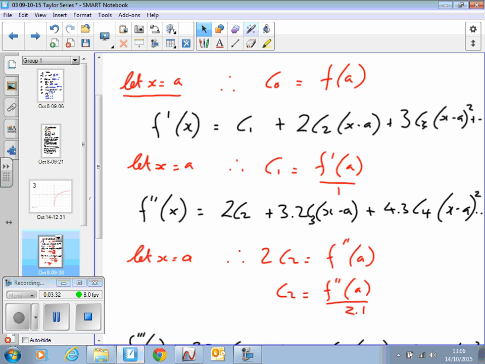So now we've got the second differential. Again, let x equal A, so that all the terms involving x minus A disappear. That disappears, and that disappears. The only term we're left with is this. So 2C2 equals the second differential.